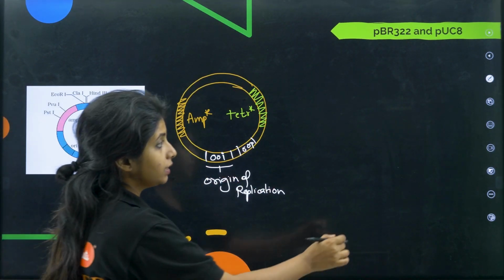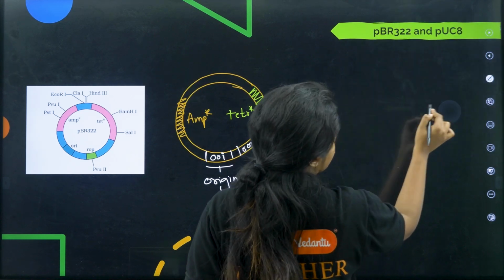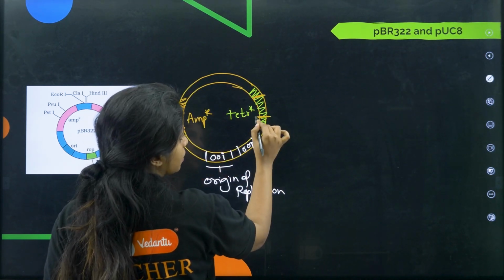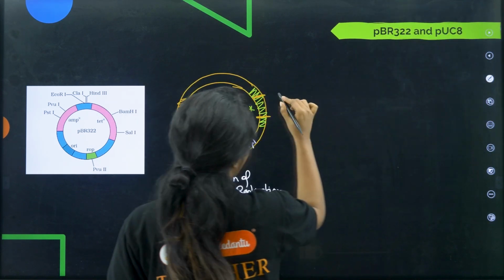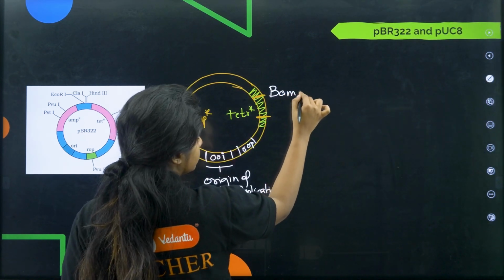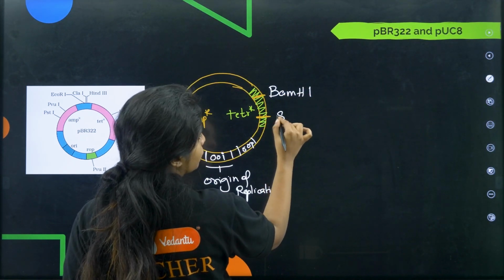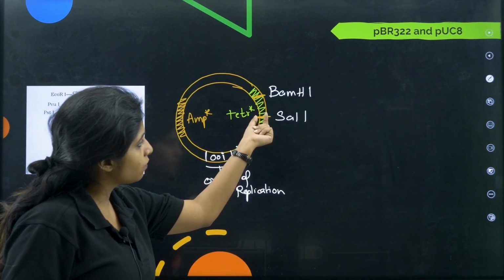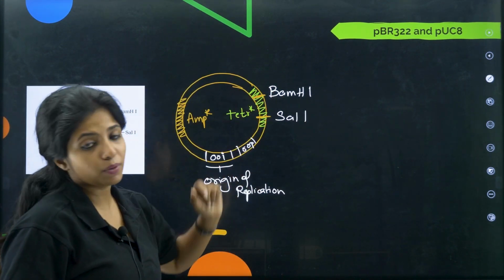Now in the tetracycline gene only, you have two sites. One is for BamH1 and the other one is for SalI. You have to remember the names of the enzymes. This is an enzyme which will make a cut over here, and this is an enzyme which makes a cut over here.